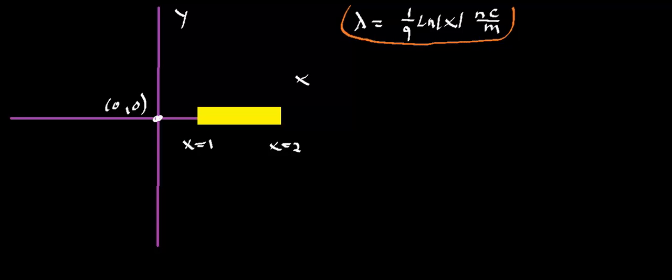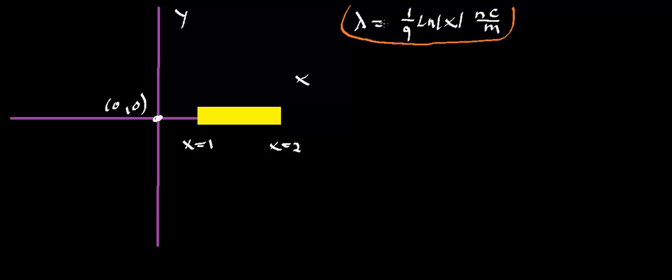Welcome back. In this video, we're going to look at how to find the net electric field of a rod that does not have a uniform charge density. In the last video, we looked at how to find the electric field at the origin produced by a rod with uniform charge distribution, and it had a uniform charge density. In this video, our charge density depends on x.